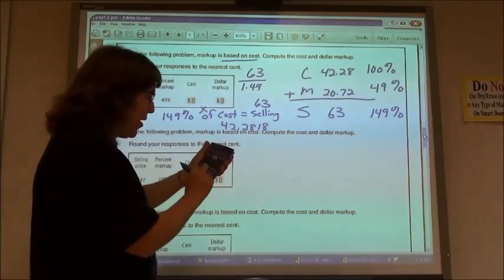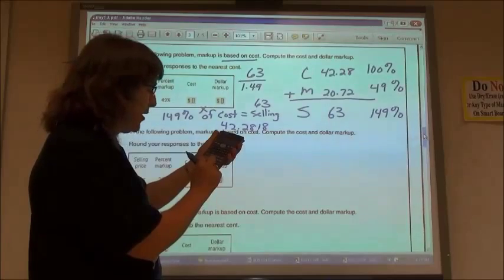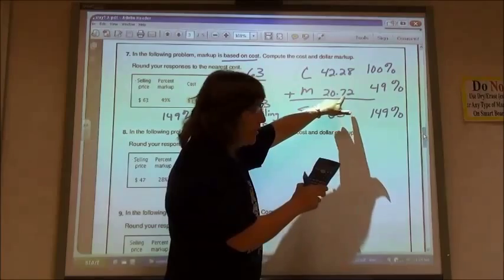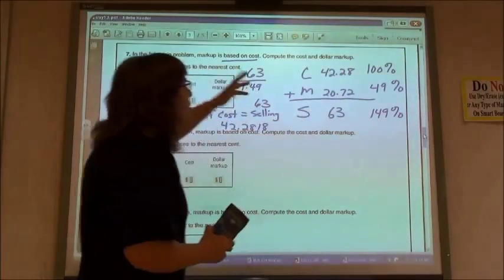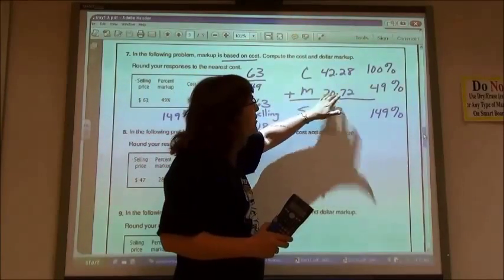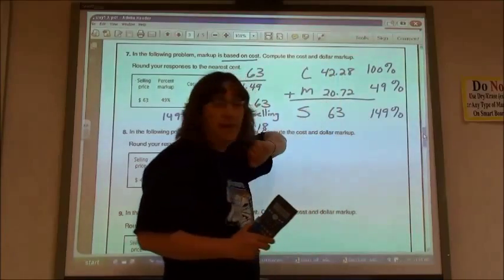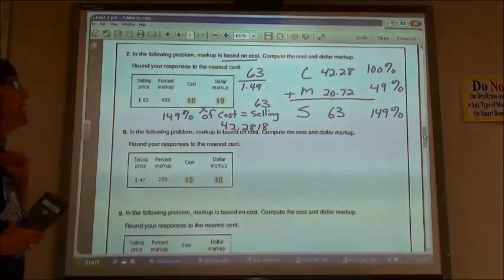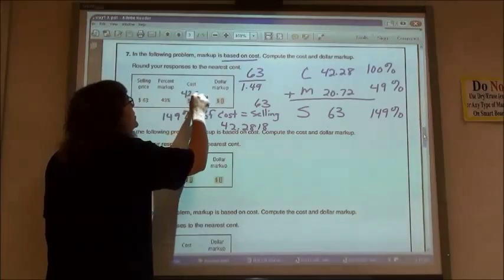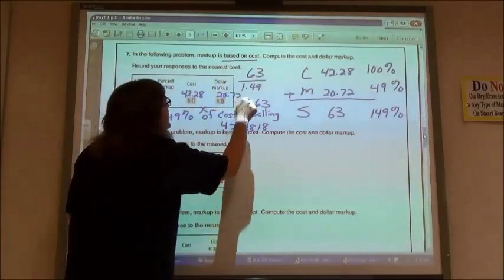So if I take 0.49, 49% times my cost, 42.28, I get $20.71, so 72 cents. So either way I can get it. I can either take the selling price minus the cost, which is probably the easiest way, or I could take 49% of the cost like we did on the previous table. And either way I end up with that same markup value. So my cost, $42.28. The dollar markup, $20.72.